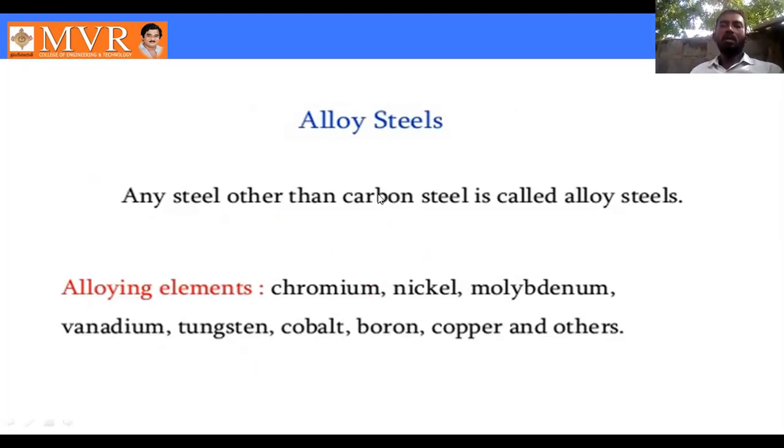Often the material becomes stronger, tougher, with better machinability, hardenability, and corrosion resistance. This type of property improvement we can observe in alloy steel by using these alloying elements.